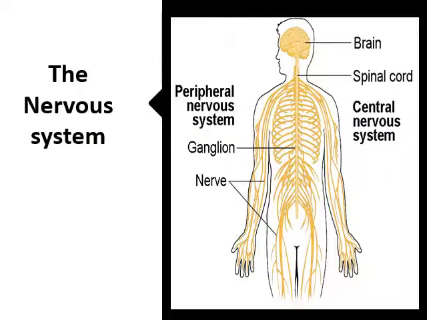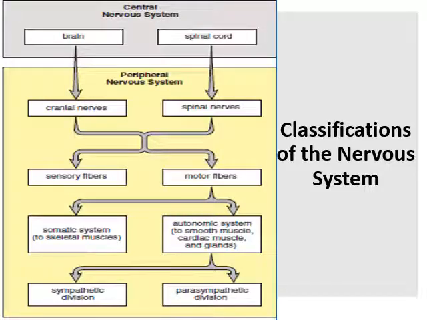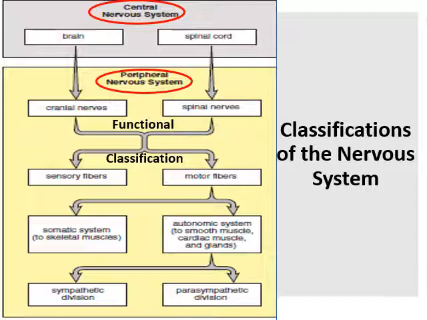Now remember that the nervous system is the main rapid coordinator of the whole body activities, and it's divided anatomically into the central nervous system, which is formed of the brain and the spinal cord, and the peripheral nervous system, which is formed of the peripheral ganglia and the peripheral nerves. Classification of the nervous system. Central nervous system formed of the brain and the spinal cord, peripheral nervous system formed of the ganglia and the nerves. According to the site of origin, the peripheral nerves may be divided into cranial nerves and spinal nerves.